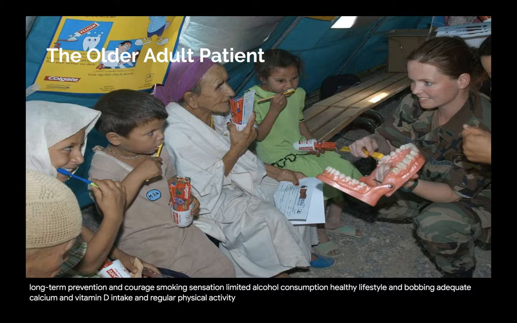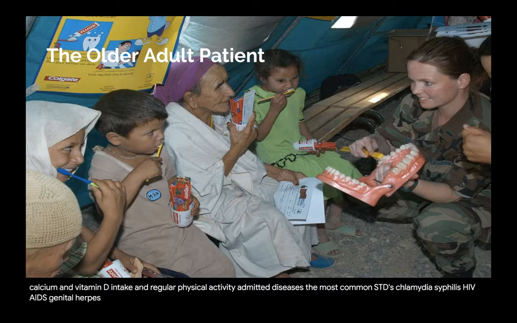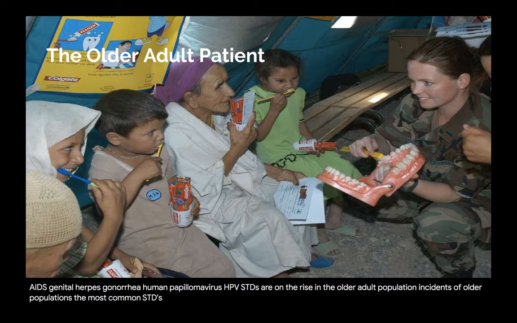Sexually transmitted diseases. The most common STDs are chlamydia, syphilis, HIV, AIDS, genital herpes, gonorrhea, and human papillomavirus, HPV. STDs are on the rise in the older adult population. Incidence in older populations: the most common STD in this demographic is HIV/AIDS, with an increase of new HIV/AIDS cases in those over 50 years of age.